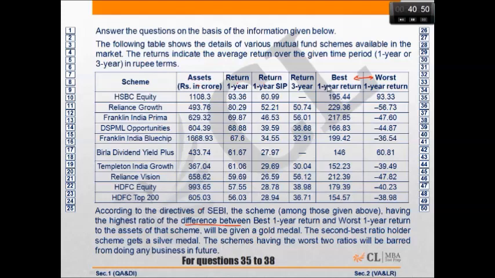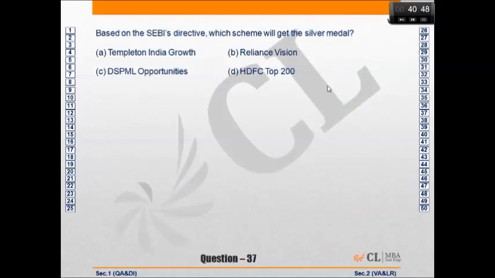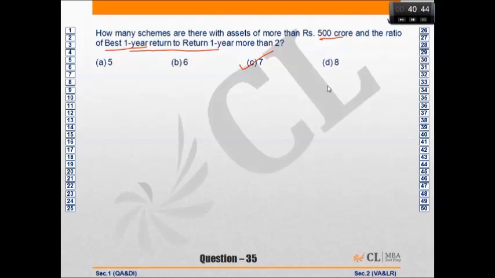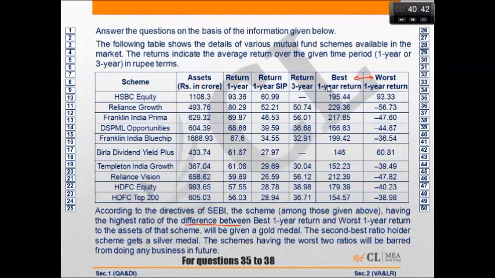Okay, so what are the subsequent questions? Let me look at gold medal, silver medal, debarred. So all three questions need the gold medal data. So let me at least do the calculation. So just to confirm, the ratio of the difference between best 1 year and worst 1 year divided by the assets. The best ratio gets the gold, next gets the silver, and the bottom two are eliminated.